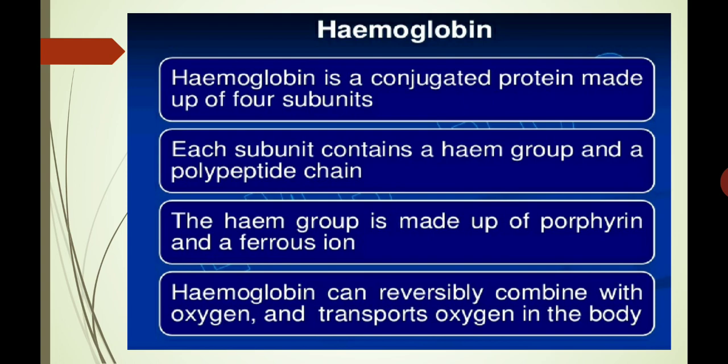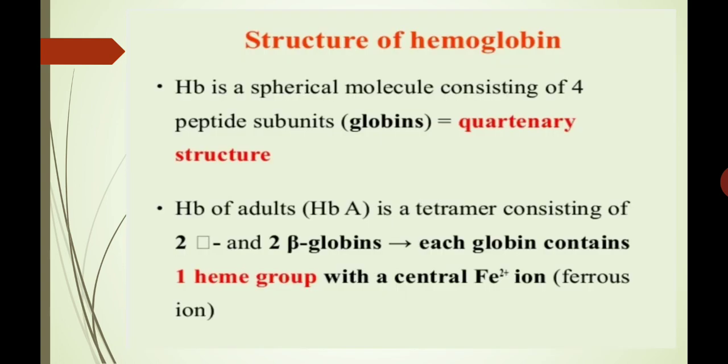Now we come to the hemoglobin. Hemoglobin is a conjugated protein made up of 4 subunits. Each subunit contains a heme group and a polypeptide chain. The heme group is made up of porphyrin and a ferrous iron. Hemoglobin can reversibly combine with oxygen and transports oxygen in the body. Now we come to the structure of hemoglobin.